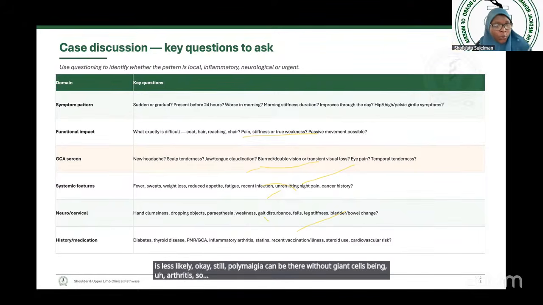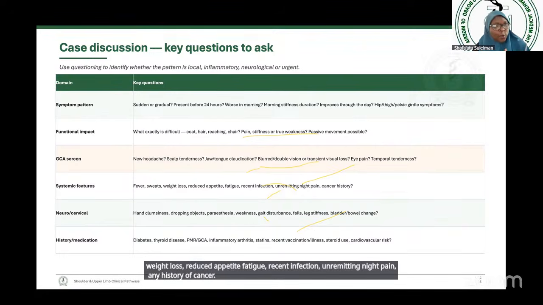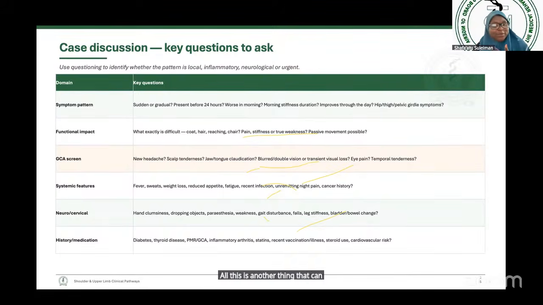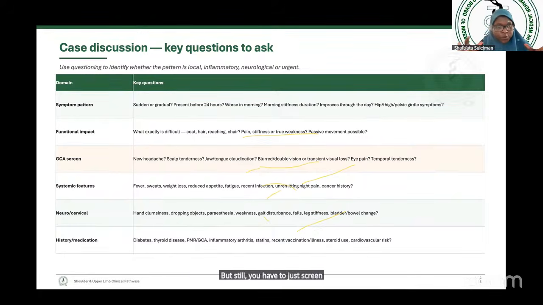So you go on to screen for systemic features. That's where you're thinking maybe infection: fever, sweats, weight loss, reduced appetite, fatigue, recent infection, unremitting night pain, any history of cancer. All this is another thing that can cause sudden onset of bilateral shoulder pain. And then you can, of course, look into neuro. It's less likely to be bilateral, at once and sudden. It can be gradual and then get worse, but still you have to screen out for neuro involvement.